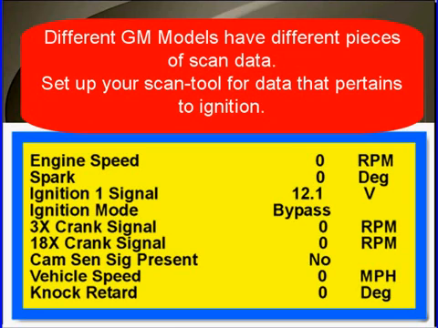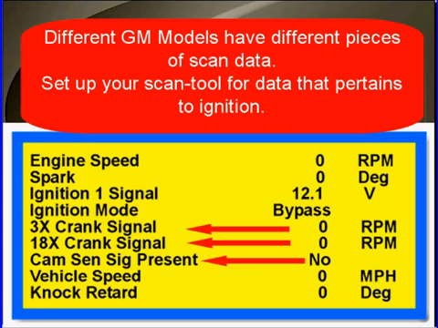You're here because you want to look at scan data for ignition systems. Different GM models have different pieces of scan data. Set up your scan tool for data that pertains to the ignition system. In this example, you can see we hit a 3X, an 18X, and a cam signal.